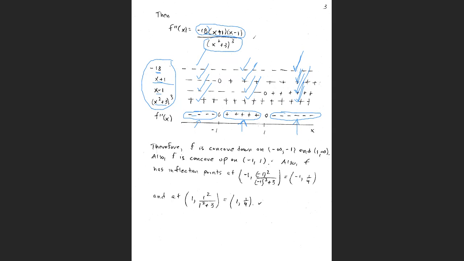All right, so now our function's concave down on -infinity to -1 because the second derivative was negative on that interval. So the second derivative is negative on the intervals -infinity to -1 and 1 to infinity, so that means our function is concave down. The second derivative is positive when x is between -1 and 1, and so f is concave up on that interval.